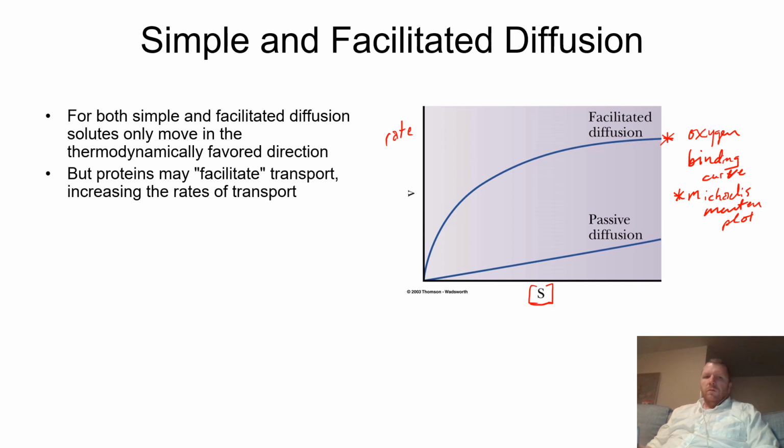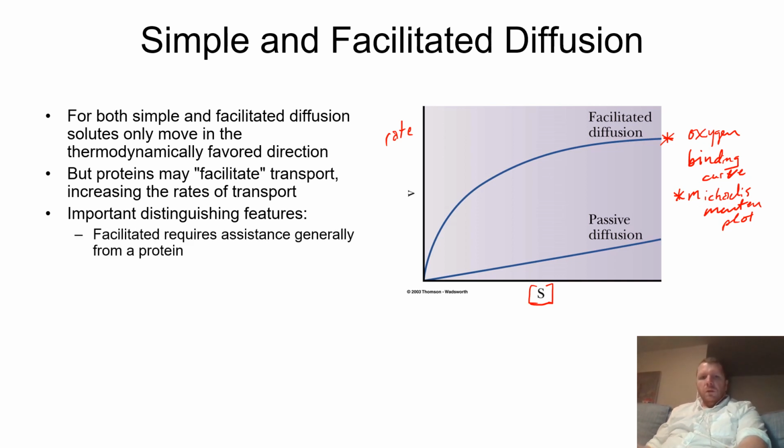Well, here proteins can facilitate the transport and increase the rates of transport. Now, this is quite important, as there are some distinguishing features. Facilitated diffusion requires assistance generally from a protein. We'll get into some examples where facilitated diffusion is not dependent on a protein, but generally when you talk about facilitated diffusion, you are talking about something that is protein dependent.